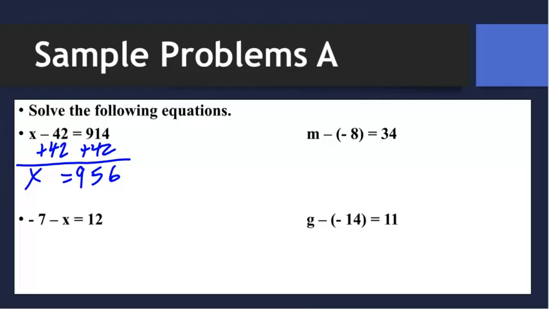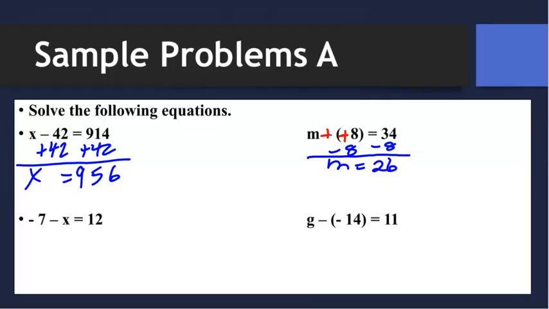Next, I have m minus a negative 8 equals 34. So if I'm subtracting a negative 8, I'm really adding the opposite. So it's really m plus 8 equals 34. Now I can subtract 8 on both sides because that's the inverse of addition. And I'm left with m equaling 34 minus 8, which is going to give us 26. Now this one, because we were subtracting on both sides, we were actually using the subtraction property of equality.